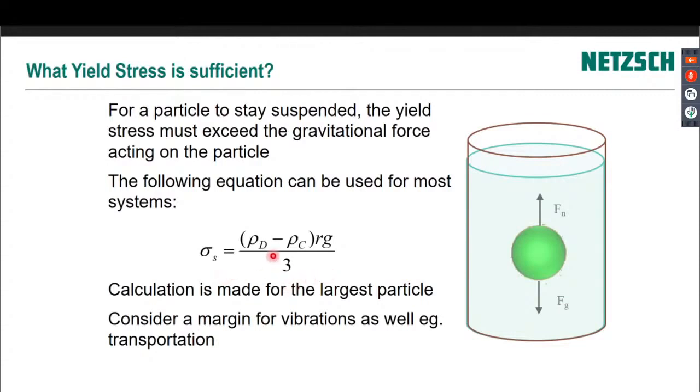So what we have here is for a static dilute hard sphere suspension, this is obviously very simplified, we can see the density of the particle, rho d, and the density of the continuous phase, rho c, times the radius of the particle times gravity, 9.81, divided by 3, we get the sedimentation stress. So if you like, that's the stress of the particle pulling downwards. Now, if the yield stress of the medium is higher than the sedimentation stress, then that particle should never sediment.